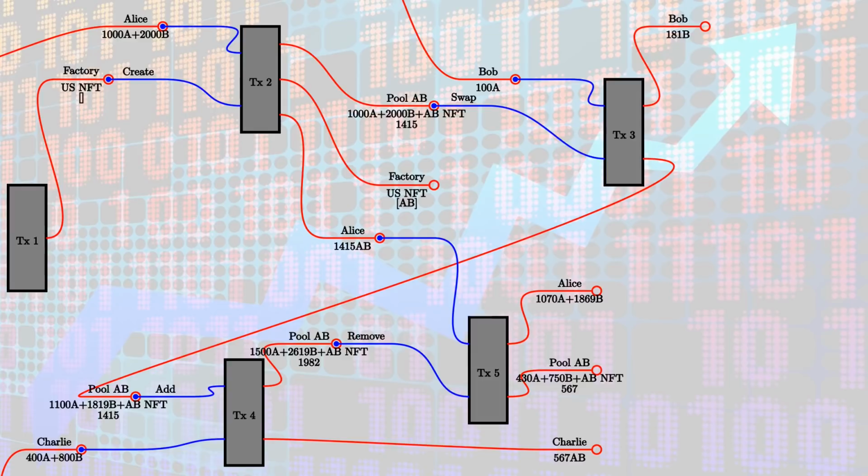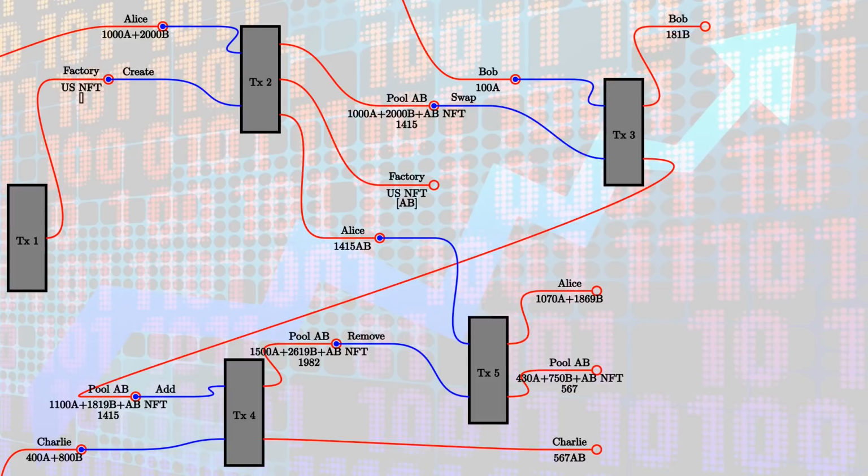And the updated pool is the second output. So the 1070 As and 1869 Bs have been removed from the pool. And the datum has been updated, so the 1415 liquidity tokens that Alice burned are now subtracted from the 1982 we had before, and we see that 567 are remaining, which are exactly those that Charlie owns.